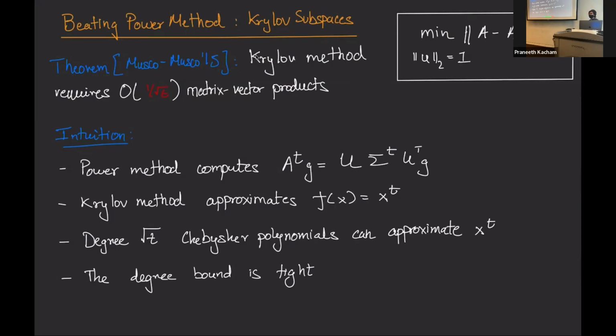Let me make one more comment. The Chebyshev polynomials are the best approximation to this function, and this root t degree that you get here is tight. You can't hope to get an approximation which is better than this root t degree. So what does this mean? This means that instead of computing t iterations of the form A^t times g, the best vector in the subspace can be found with a subspace of size root t. And this translates to the 1 over root epsilon guarantee instead of the 1 over epsilon guarantee.